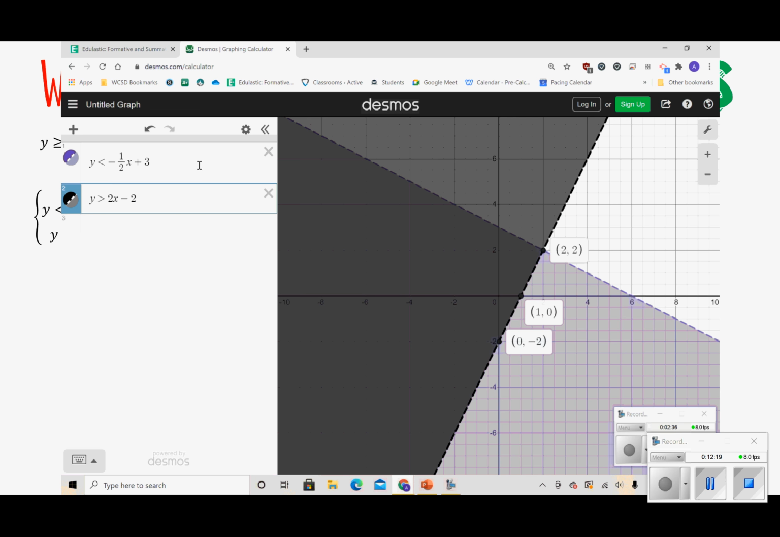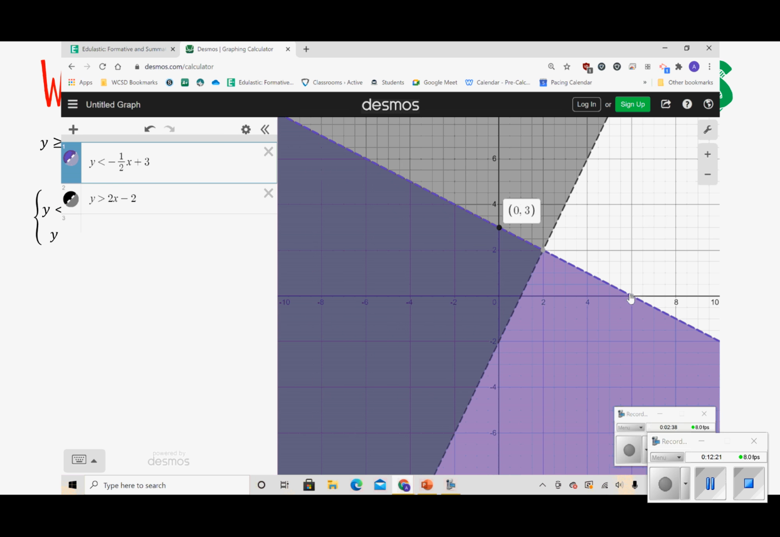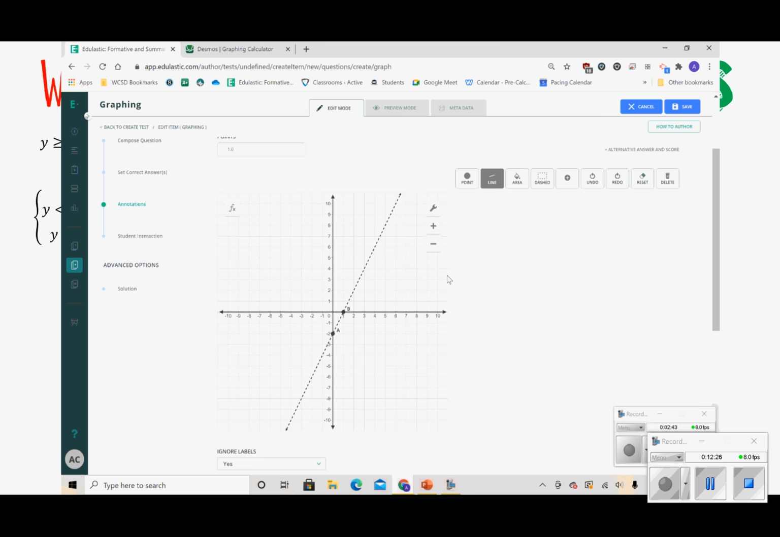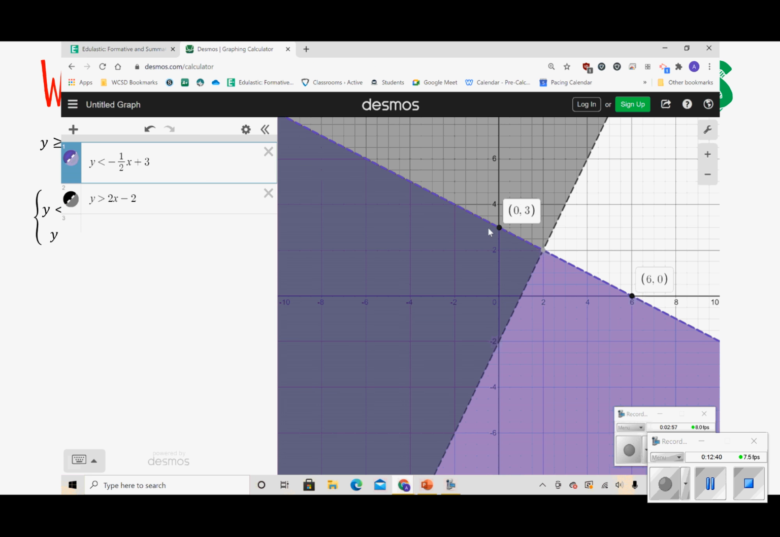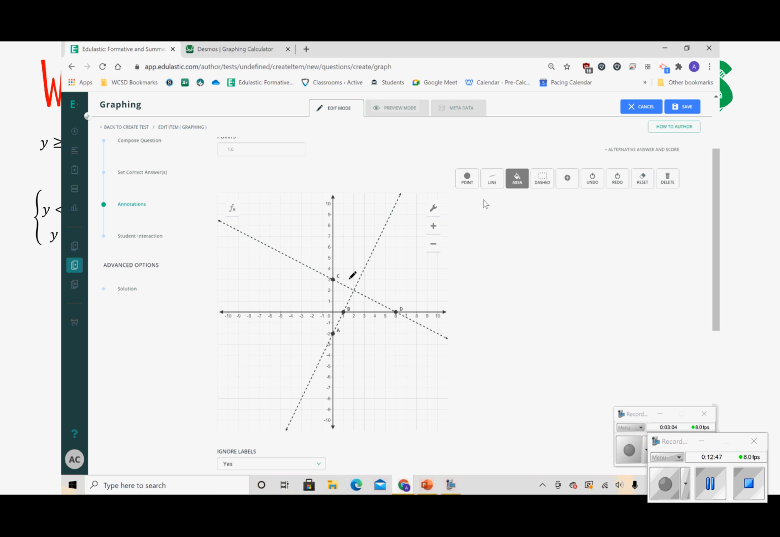And then let's do the purple line. So 0, 3, and 6, 0. Draw that line. It is a dashed line. And then look where the double shading is. So here's just black, here's none, there's just purple, here's where they both are. So when you go into area, make sure it's shaded where they both are shaded.